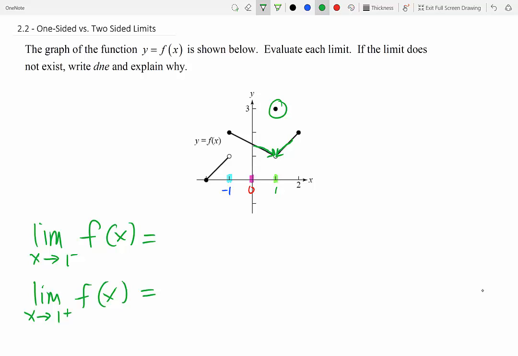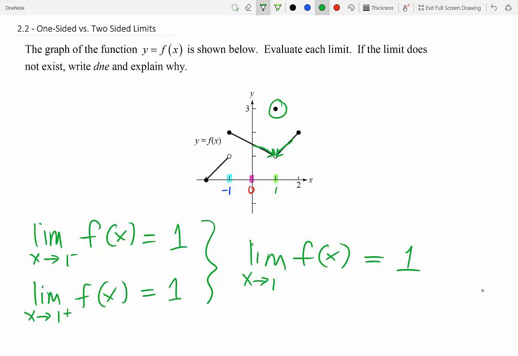So in this situation, the limit as x approaches 1 from the left would be +1, and the limit as x approaches 1 from the right is also +1. Even though the point is defined at (1, 3), our limit in this problem, the limit as x approaches 1 of f of x, is 1.